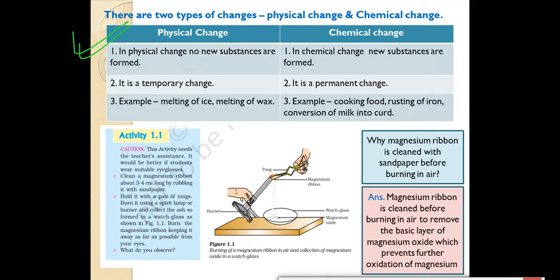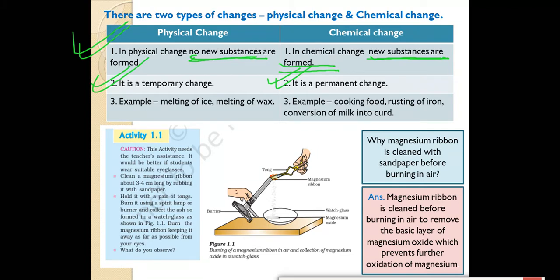So remember that in physical change no new substances are formed, but whenever a chemical change or chemical reaction takes place, new substances are always formed. Physical change is a temporary change, meaning it will occur for a small period of time. But chemical change is a permanent change. Once it takes place, we cannot get back the reactants again.